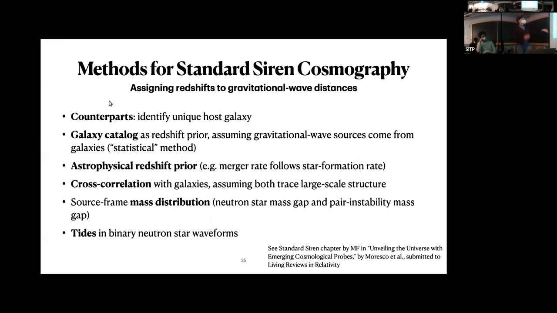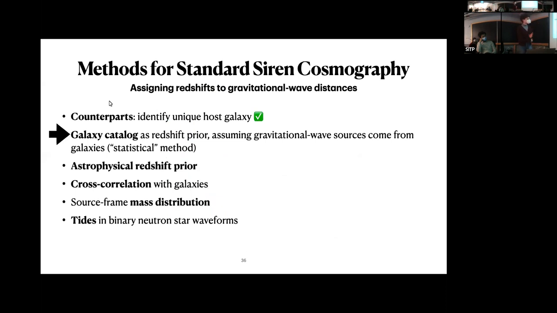There are a lot of other ways that you might get the redshift, and I'll just talk about a few of them. I talked about the counterpart one. The other way that we use is a galaxy catalog, which is essentially giving us a prior on the redshift for each event, assuming that gravitational wave sources come from galaxies.